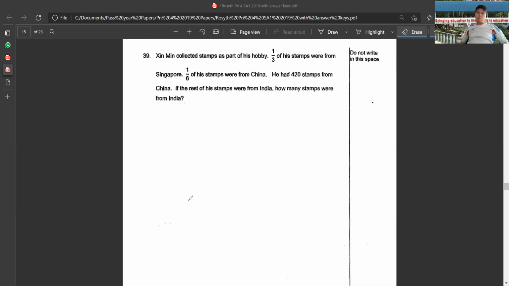China. He has 420 stamps from China, that's given to you. And they tell you 1/6 of his stamps are from China. Then 1/6 plus 1/3 is the fraction that is from Singapore and China, right?